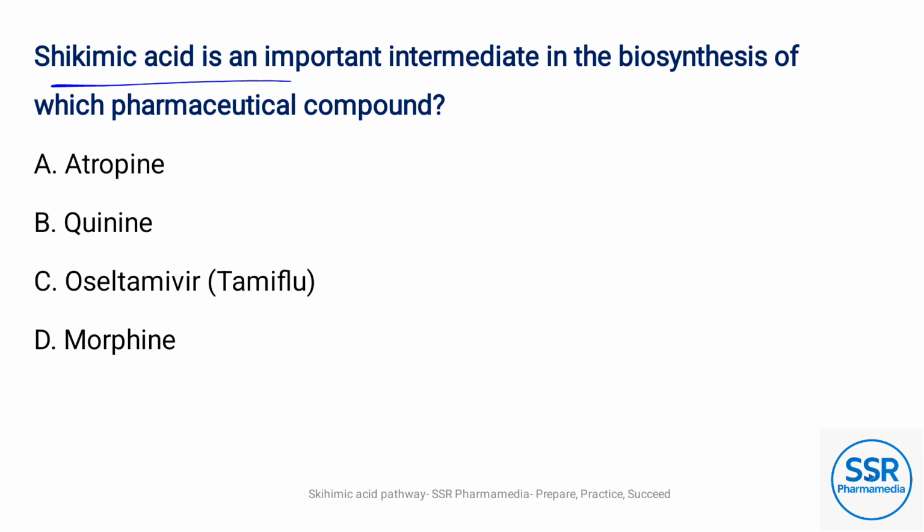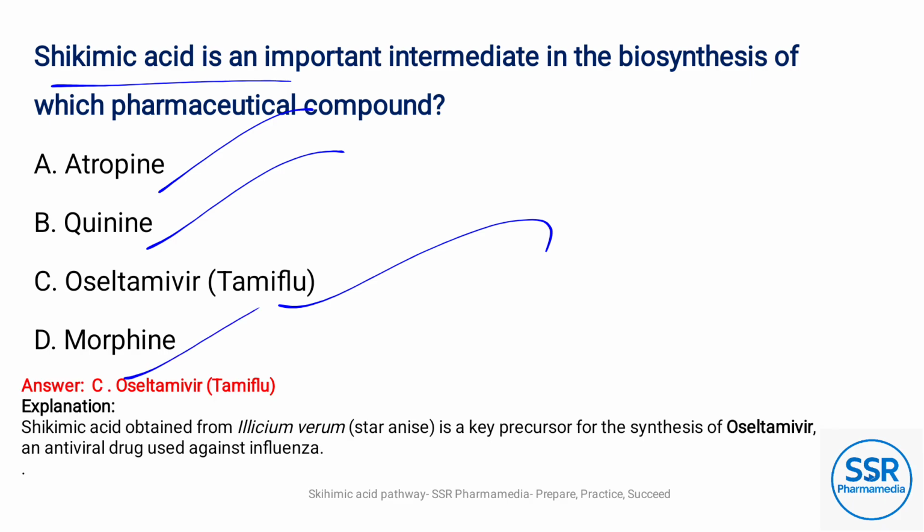Shikimic acid is an important intermediate in the biosynthesis of which pharmaceutical compound? Option A, atropine. Option B, quinine. Option C, oseltamivir. Option D, morphine. So the answer is option C, oseltamivir. It's Tamiflu. Shikimic acid obtained from Illicium verum, star anise, is a key precursor for the biosynthesis of oseltamivir. It is an antiviral drug used against influenza.